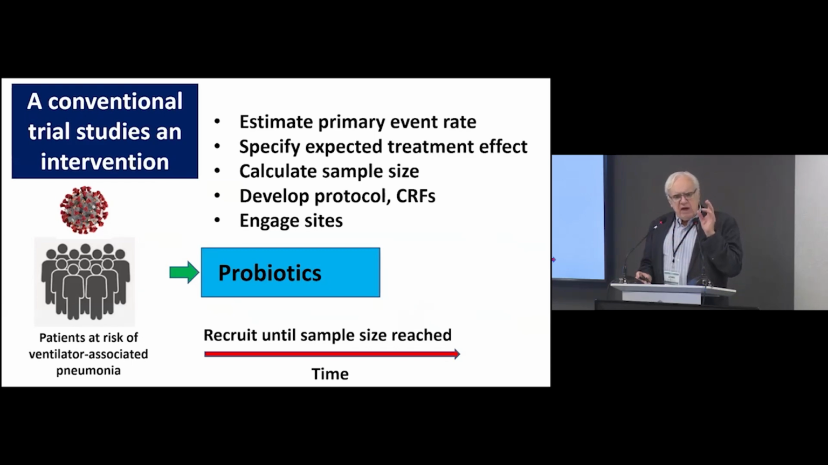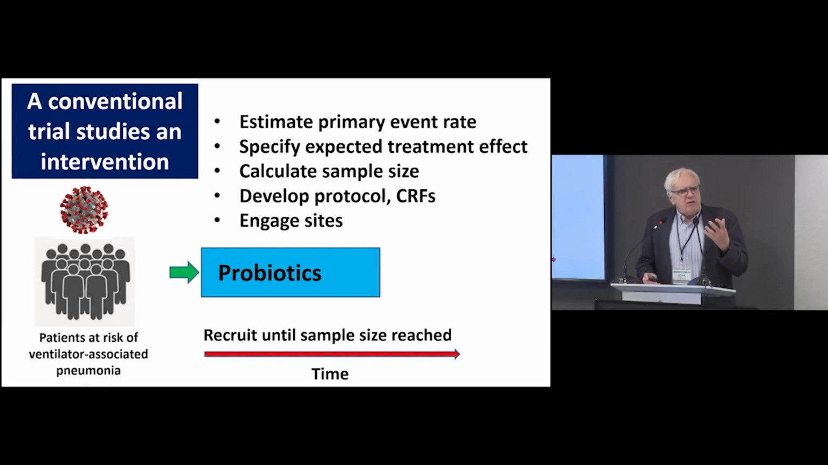In order to do that, I'm going to use an example of a study that we recently did through the Canadian Critical Care Trials Group, where we asked the question, can probiotics reduce rates of ventilator-associated pneumonia in mechanically ventilated, intubated, critically ill patients? So in order to do that as a conventional trial, we had to figure out the event rate. So what was the probable rate of developing ventilator-associated pneumonia in that population of patients? We had to anticipate the size of treatment effect that we would want to see. And having done that, we could calculate a sample size for the trial.